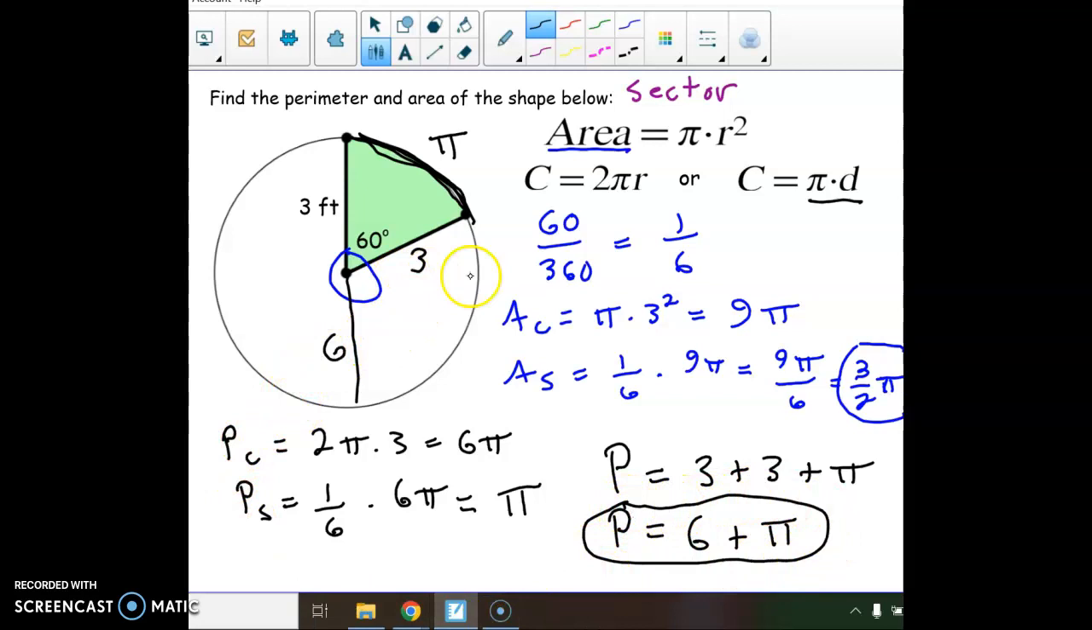Okay, so just a summary: whether it's perimeter or area, you do the whole thing first and then take it times whatever fraction you have, which will be some amount out of 360. Whatever the degrees are here, it'll be that out of 360. Make it a fraction and multiply it by the total area or the total perimeter.